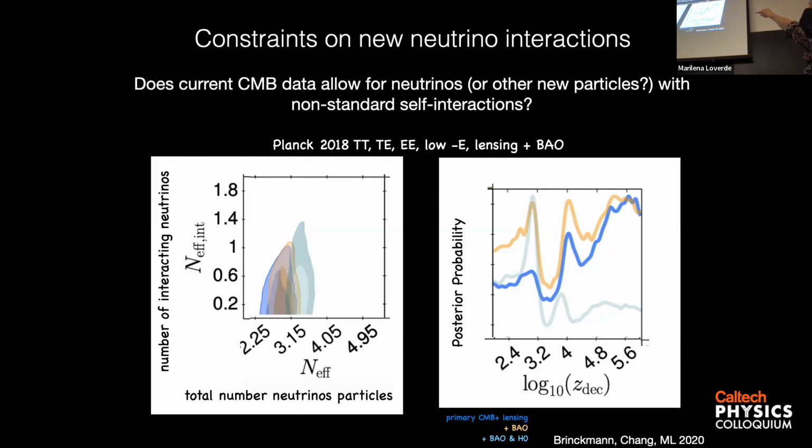So this plot illustrates the constraints on the total energy density in relativistic particles, the effective number, and the fraction of that that is interacting. So you can have roughly the standard amount of relic neutrinos, and you can let 25% of them be self-interacting, and that's a good fit to the data. And you get no real preference for the time at which those interactions would exist. You could have self-interactions which exist at really high redshift, which maps onto the standard model, or at very, very low redshift, and we just wouldn't see much of them.